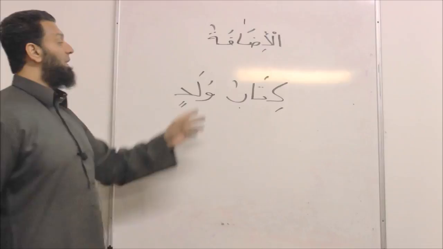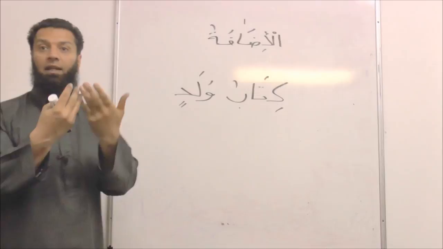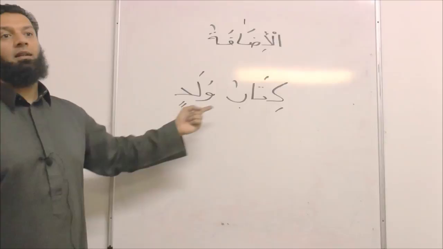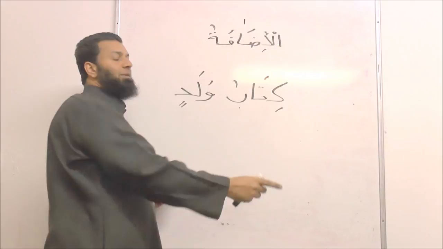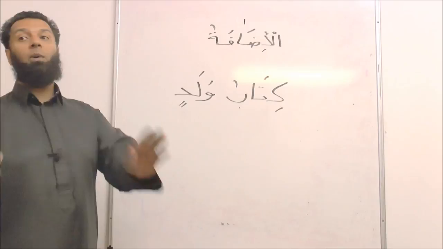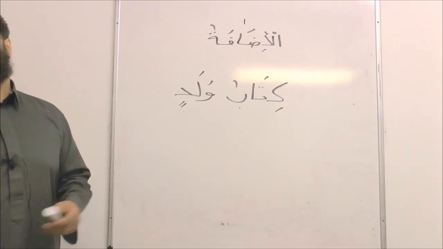And the reason being, as I said, it's al-idafatu. It's a special construct in Arabic that connects two nouns together to form a meaning, usually of possession, such as kitabu waladin, which means a boy's book, or a book of a boy. However you want to understand it, the point is, it relates to waladin owning kitabun, or kitabu in this instance.